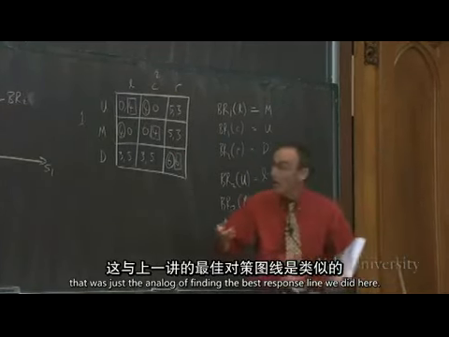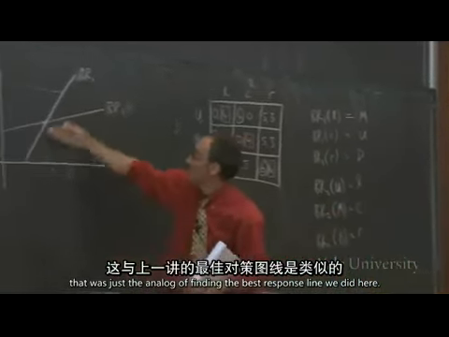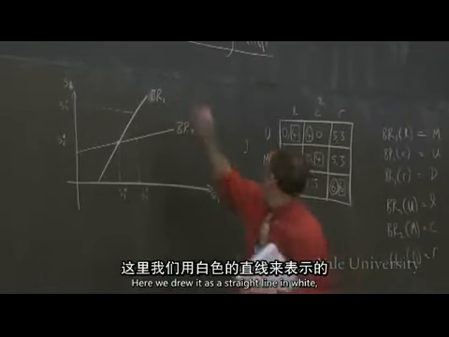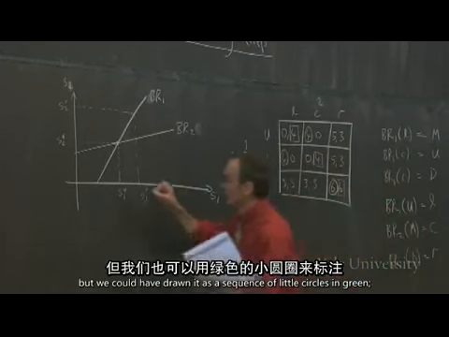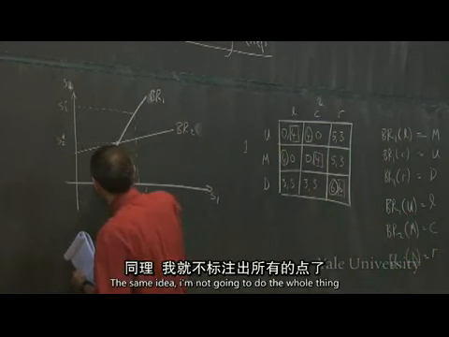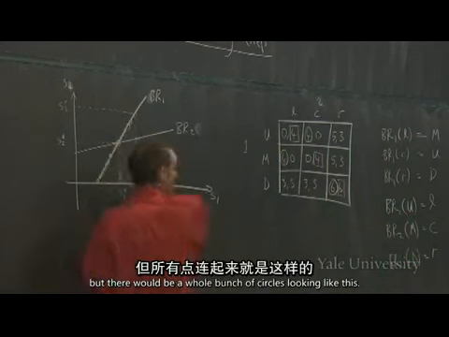That was just the analog of finding the best response line we did here. Here we drew it as a straight line in white, but we could have drawn it as a sequence of little circles in green. It would have looked like this, right? The same idea. We're not going to do the whole thing, right? It would be a whole bunch of circles looking like this.